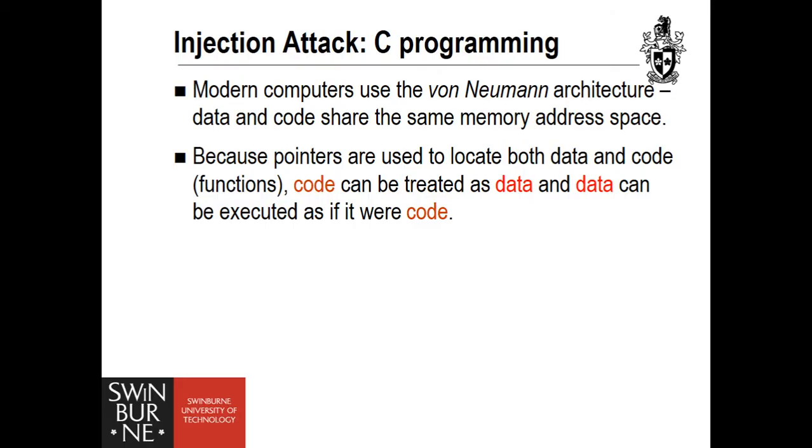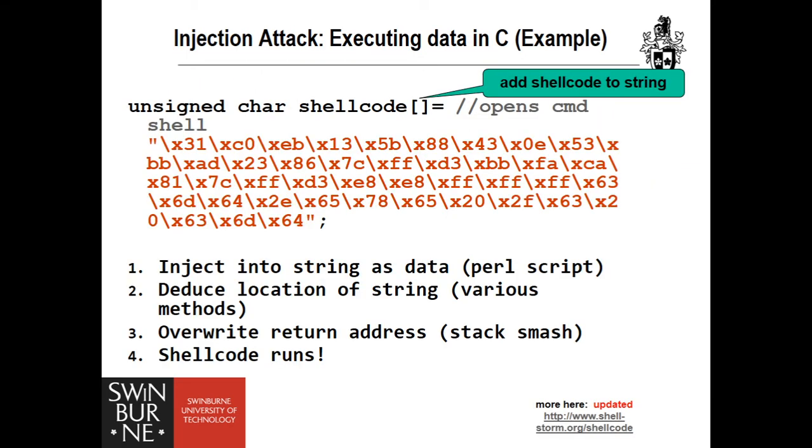For C programming, modern computers use the von Neumann architecture. Data and code share the same memory address space. Because pointers are used to locate both data and code, code can be treated as data, and data can be executed as if it were code. So this is an example of how to execute data in C.